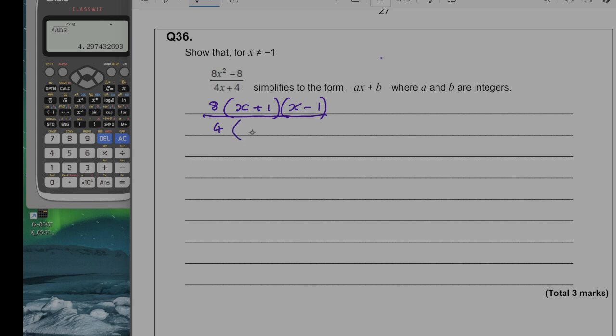Right, if I try and factorize the bottom line now, I'm going to take out a factor of 4, and that's just going to be x plus 1. So those would cancel out, and also I can take a factor of 4 out. So that's just going to leave me with 2 lots of x minus 1, which would be 2x minus 2, which is what we're asked to show.